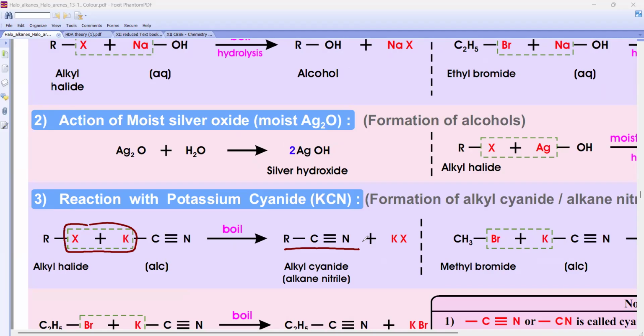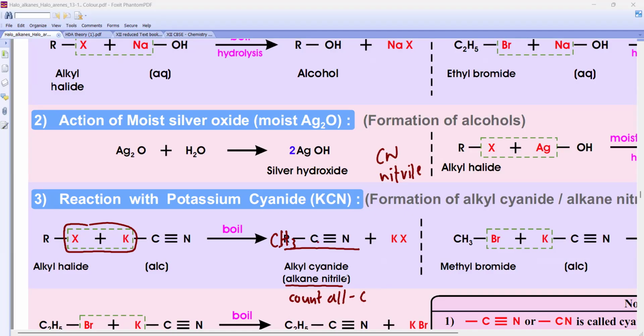Acha, the cyanide IUPAC name is alkane nitrile. The cyanide group is also called nitrile. In alkane nitrile, we count all the carbons. So what will be the IUPAC name? We have to count all carbons. Suppose here I write CH3, so total how many carbons? 1 plus 2. So it will be ethane nitrile.